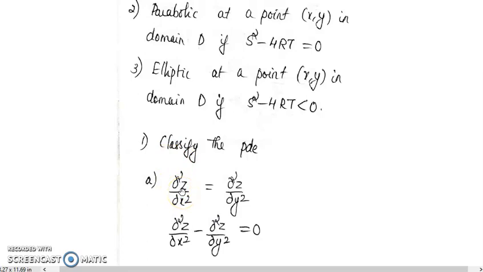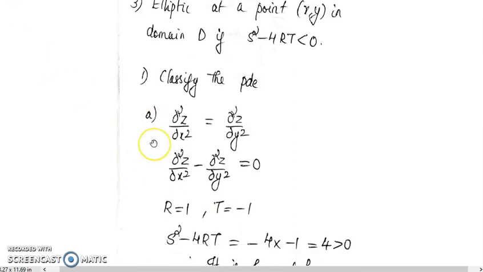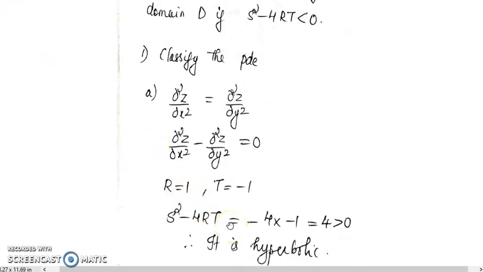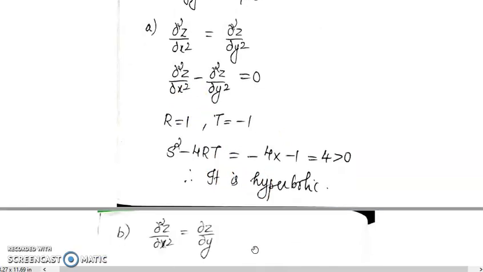The first question is ∂²z/∂x² minus ∂²z/∂y² equal to 0. So you have r minus t as your equation. So capital R is 1 and capital T is minus 1. Therefore s square minus 4rt is equal to minus 4 into minus 1. So the value is 4. So it is greater than 0 for all (x, y) in the domain of your equation. So therefore the equation is hyperbolic.